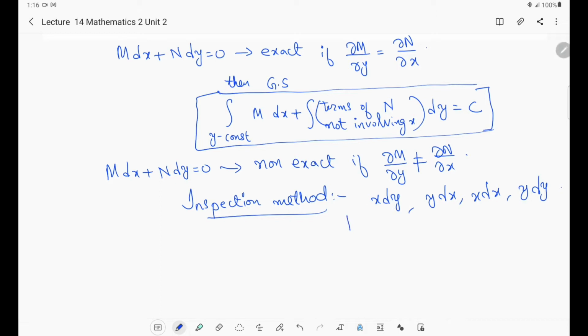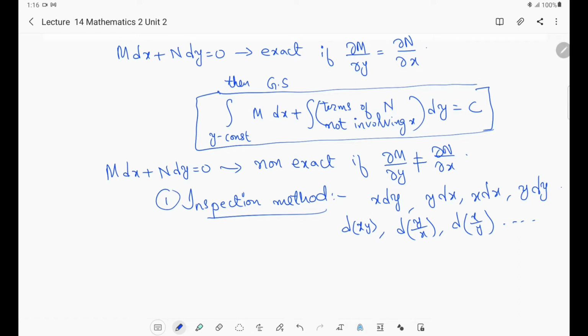A few of these formulae are d of xy, d of y by x, d of x by y, and so on and so forth. This type of 7 formulae we listed in the last class, right? So this was the inspection method, the first method of dealing with non-exact differential equations.